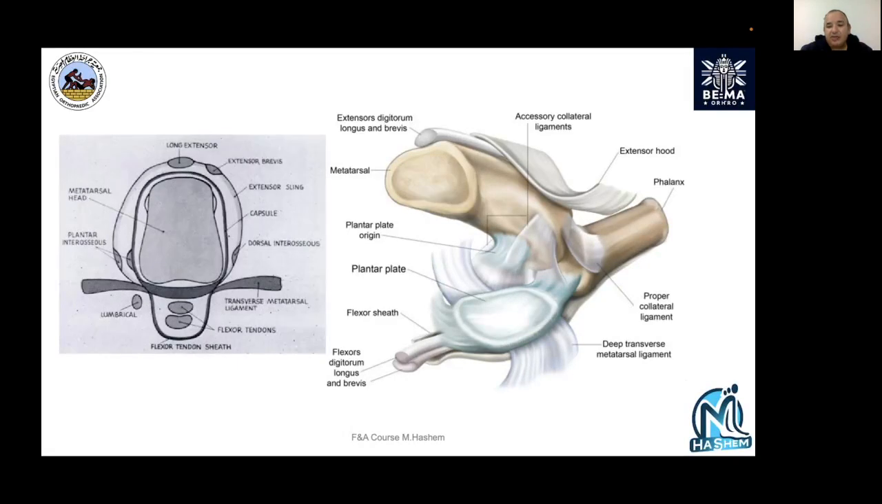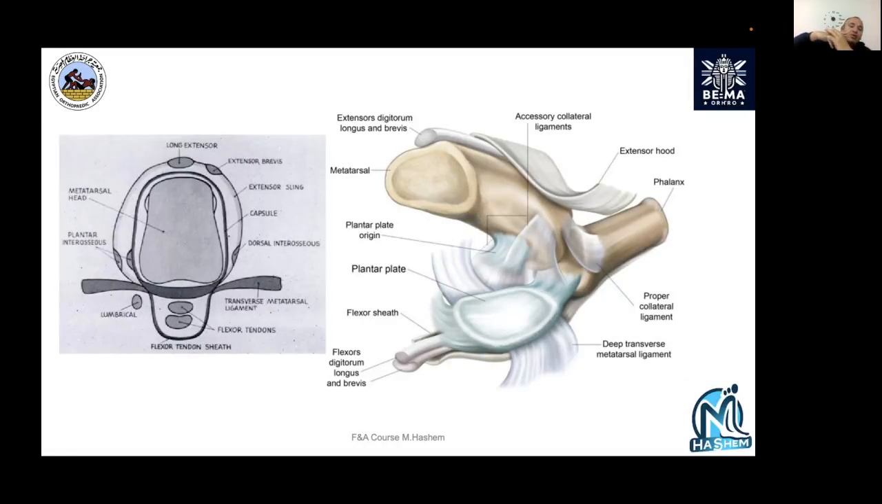It receives the attachment of the transverse metatarsal ligament, it receives the attachment of the plantar fascia, and it is the main stabilizer of the toe, stopping it from floating up. So basically, to understand this, you need to understand that the long tendons, the long extensor or long flexor, work on the IP joint, PIP or DIP. They don't work on the MTP.